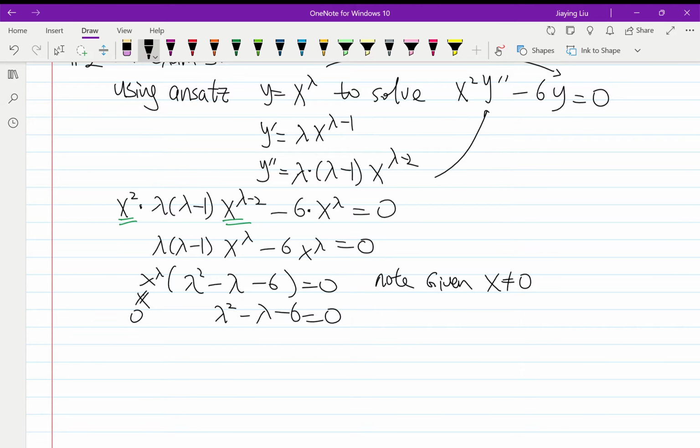So if we solve for lambda here, we got lambda minus 3, lambda plus 2 equals 0. We get lambda equals 3, lambda equals negative 2. And therefore we have 2 solutions that are linearly independent: y1 equals x cubed, y2 equals x to the negative 2.